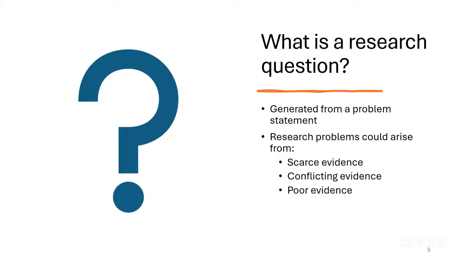Could it be that the conflicting evidence might be as a result of poor methodology in one study or the other? Or could it be that really we don't know? So we need to generate this knowledge amongst ourselves and know what exactly is the true picture. And that generates for us a research problem. Or it could be that there is poor evidence.